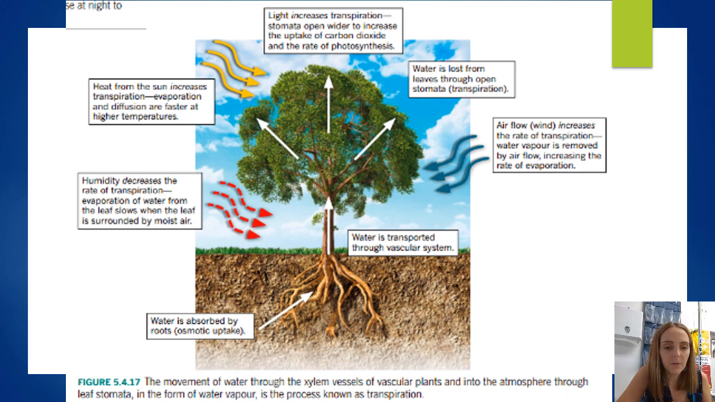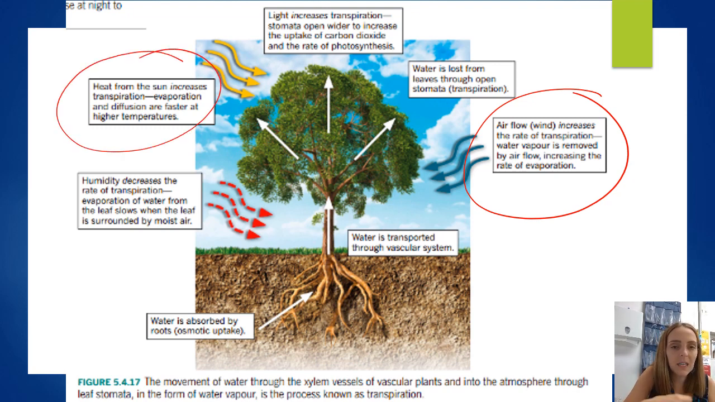This is a diagram from your textbook showing these processes. So you can see some of those key things that I mentioned here. So here's our airflow. Wind increases rate of transpiration. Water vapor is removed by airflow, increasing rate of evaporation. Over here, heat from the sun increases transpiration because evaporation and diffusion are faster at higher temperatures. Humidity decreases transpiration because evaporation of water from the leaf slows when the leaf is surrounded by more moist air.